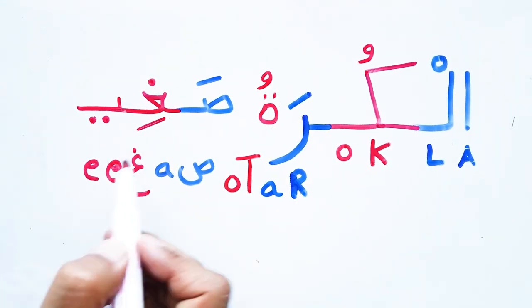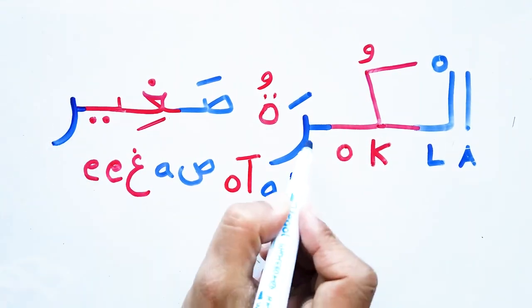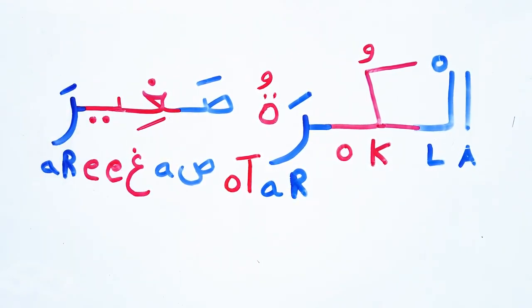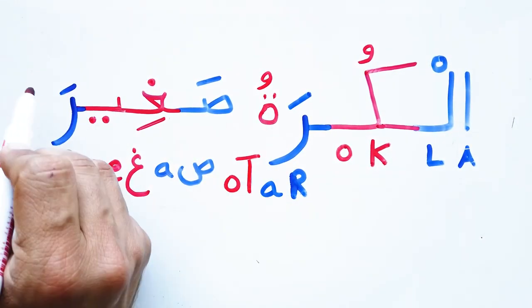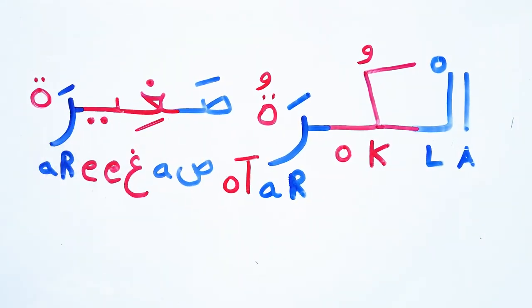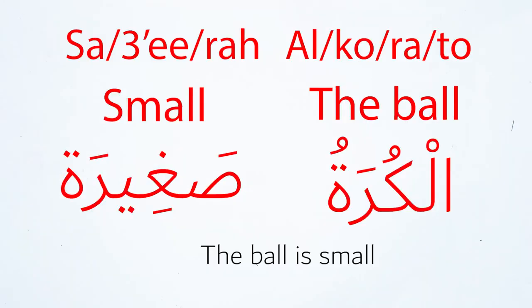Welcome everybody. Today we are going to read and write some Arabic sentences and I'm going to explain each single rule. Let's get started. The first sentence is Al-Quratu صغيرة. Let's see.